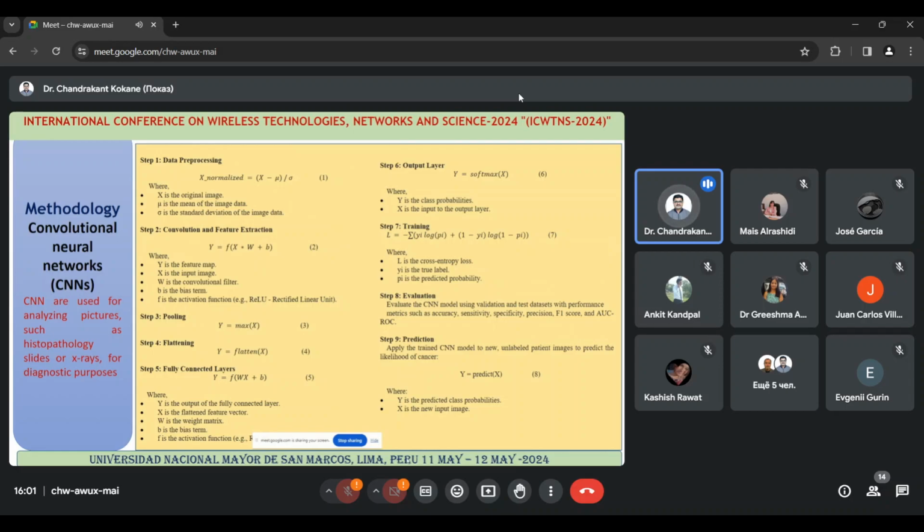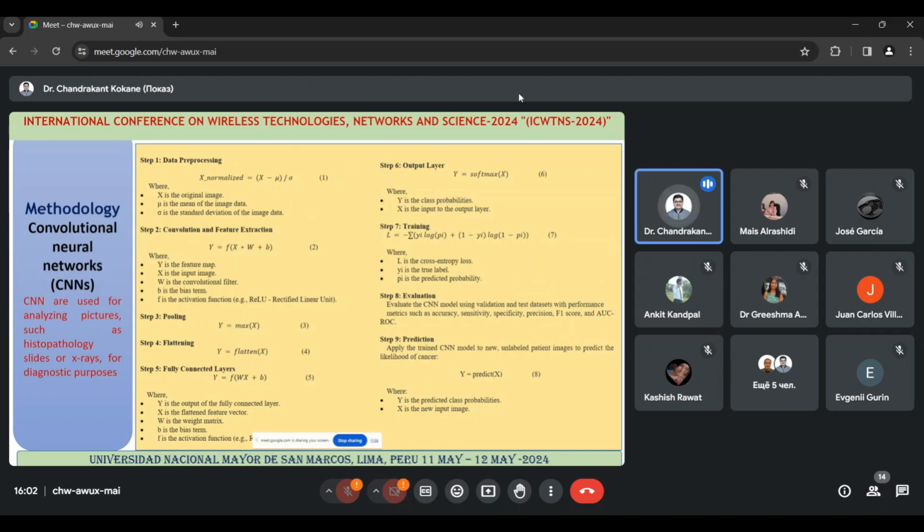As we know, CNN is basically about images, so data pre-processing is done here. Images are taken into consideration, and one feature of the convolutional neural network is that feature extraction and segmentation are combined here. Convolutional neural networks are used for analyzing pictures, basically X-rays for the diagnosis process. The primary purpose of CNN is to extract and classify features from images.